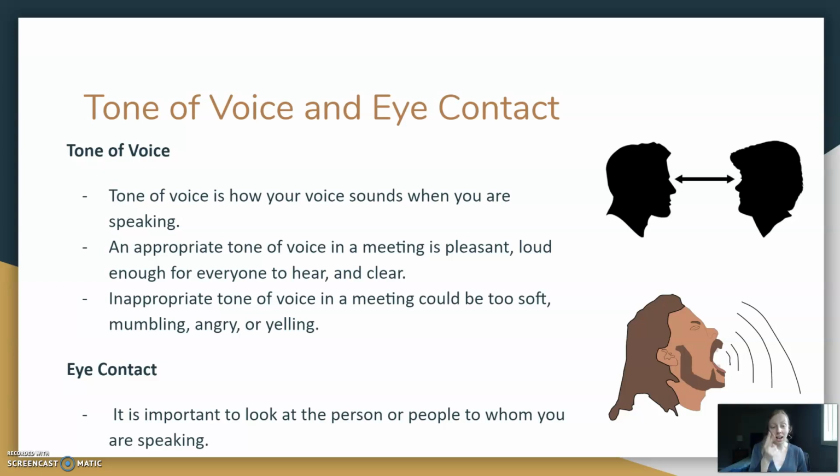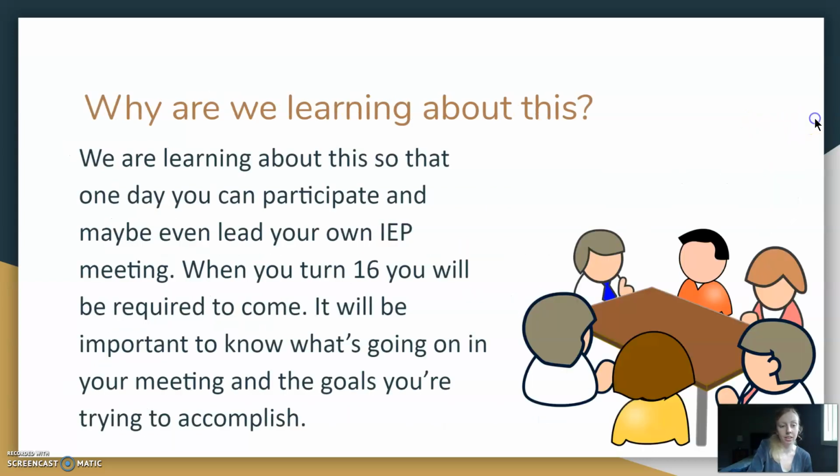Next thing is eye contact. It is important to look at the people that you are talking to, and when someone else is talking, that you look at them. So it would be kind of awkward or weird if I was just kind of looking down and I was like, oh, the purpose of this meeting. No, we need to look at our team, our IEP team, and say, the purpose of this meeting is, and then state your purpose, okay? Okay, so remember those 2 things: tone of voice, eye contact, very important.